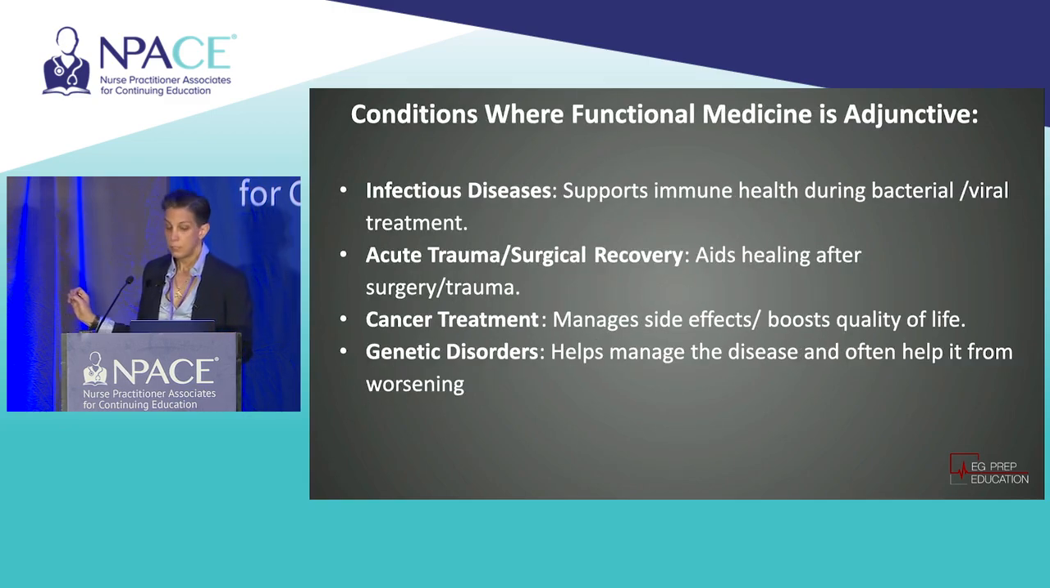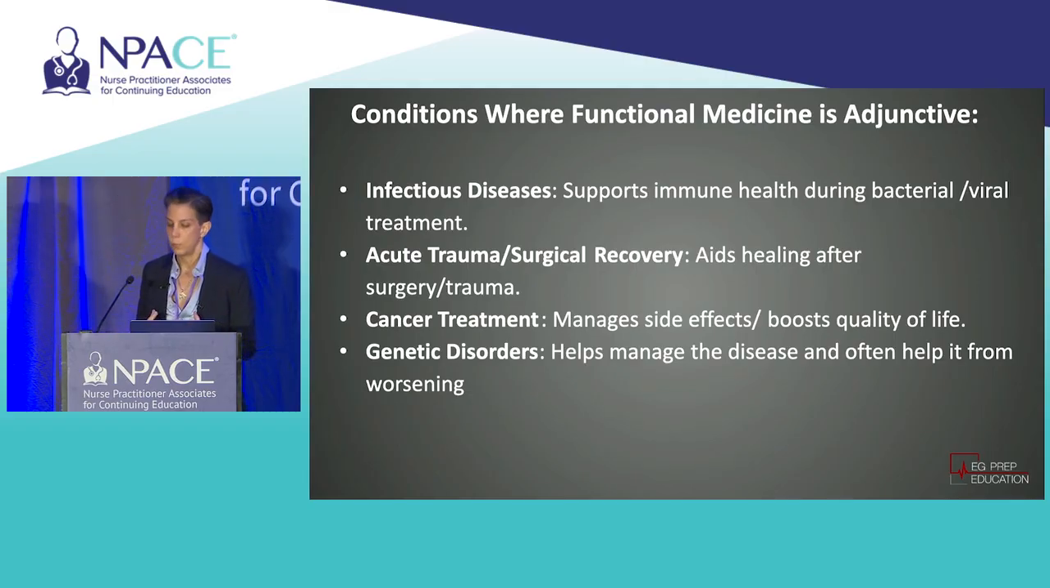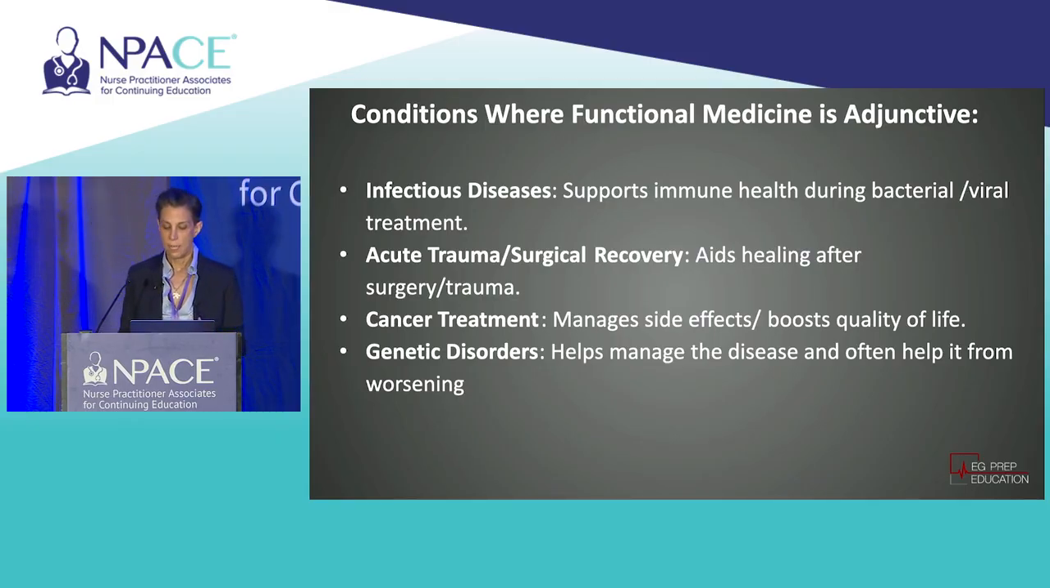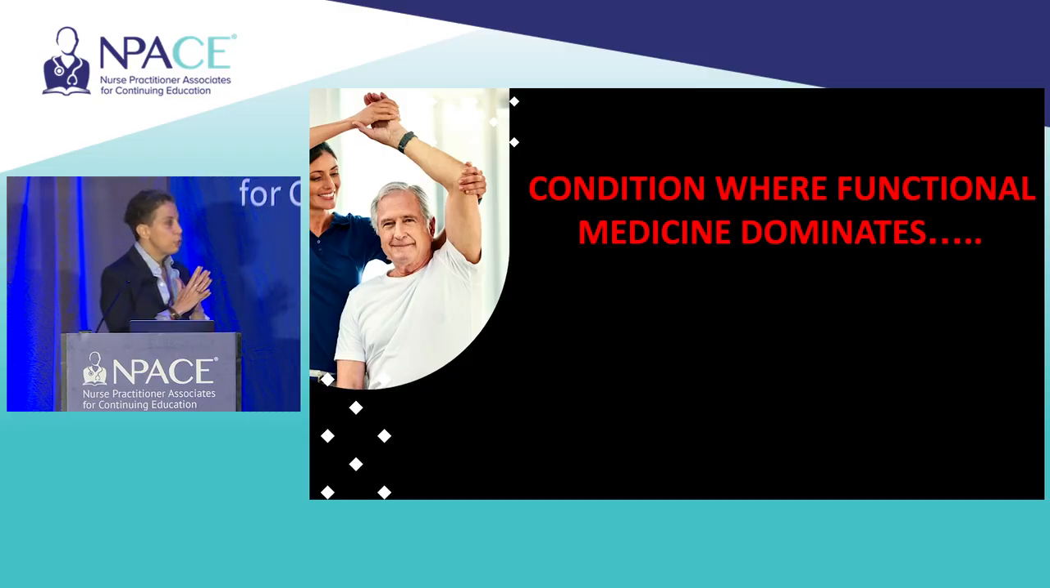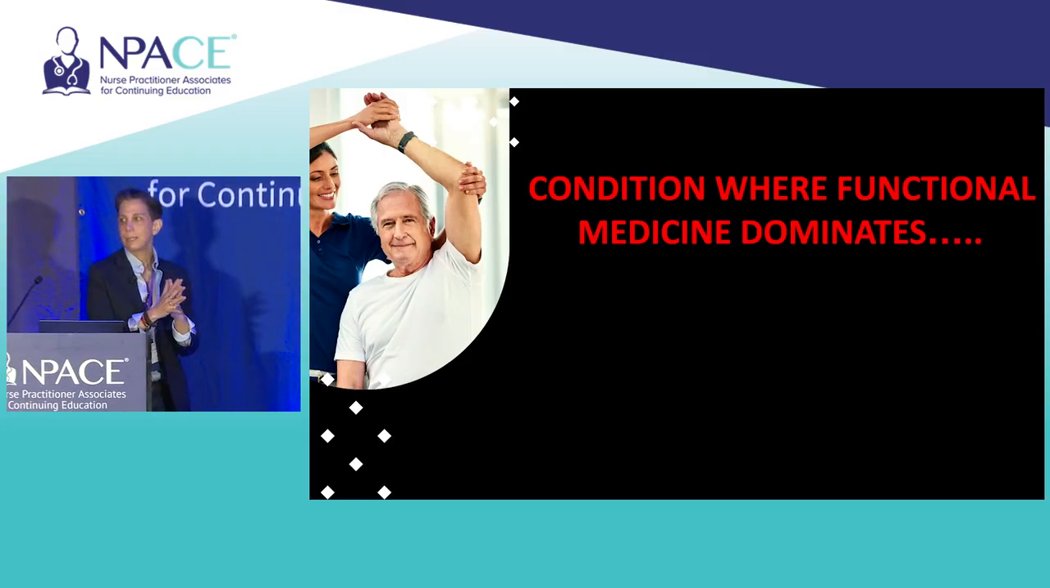And where it's adjunctive is if you have an infectious disease, functional medicine can help support the immune system. If you have surgery or trauma, again, functional medicine can help support the healing. Same with cancer. As you're undergoing treatment, you are going to have a better success rate if you use it adjunctively. And of course, genetic disorders are what they are, but you can use it adjunctively to help support flare-ups. But there's two conditions where functional medicine absolutely dominates.